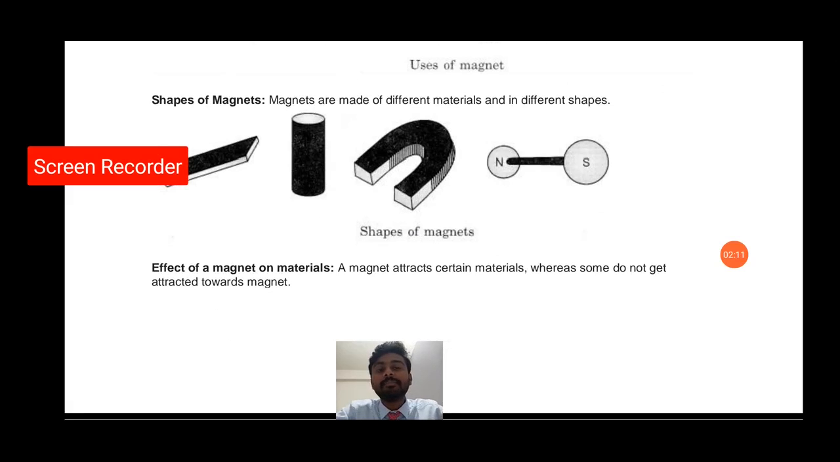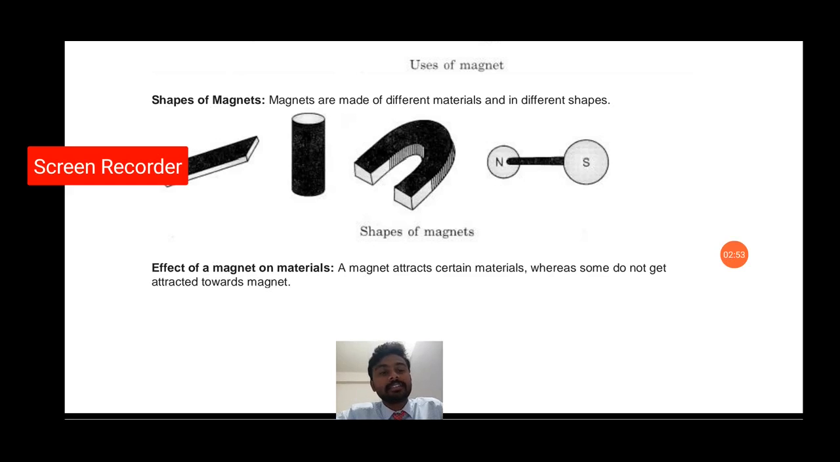Now see the shape of the magnets. The magnets are made of different materials and in different shapes. Dear students, nowadays the doors also use magnets in each and every place, and also some small instruments use magnets.